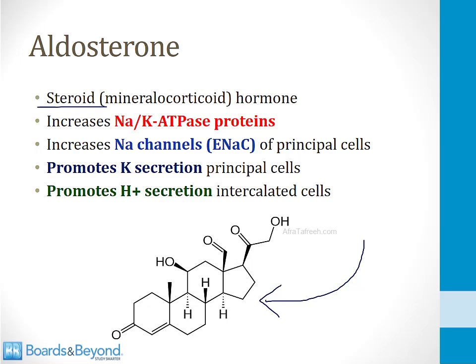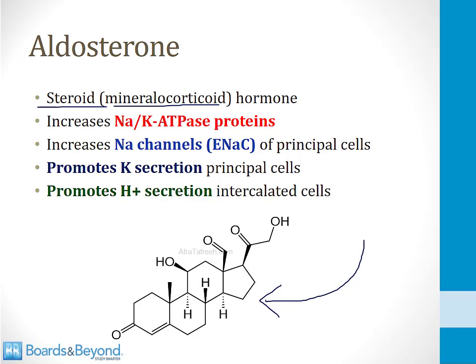It's called a mineralocorticoid because it has effects on minerals like sodium and potassium, and this is in contrast to cortisol, which is a glucocorticoid and has effects on blood sugar. Both cortisol and aldosterone are released from the adrenal cortex, and I talk about this in more detail in the videos on the adrenal gland in the endocrine section.